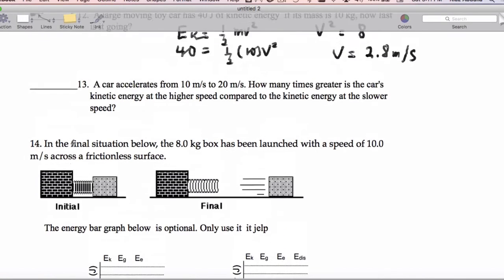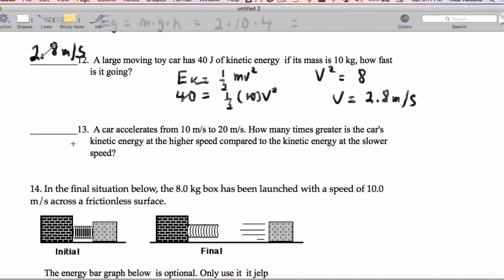Now, number 13, all we have to do is compare kinetic energies. Now we say how many times greater. Let's get a ratio then. So a car has an original kinetic energy equal to 1/2 times, well, we don't have a mass, so let's leave it as m. And that's situation 1. And situation 2, we can do Ek of 2 is 1/2 times m times 20 squared.